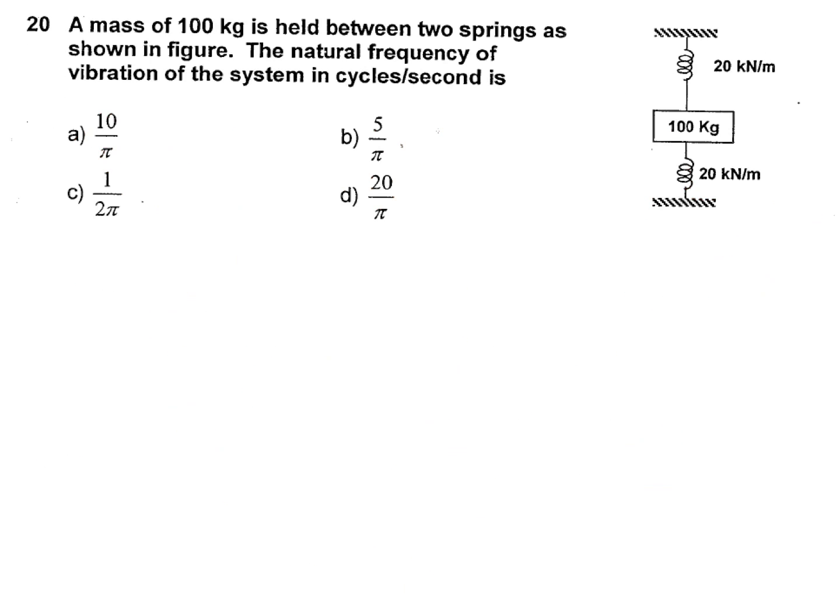Next, a mass of 10 kg is held between two springs as shown in the figure. Natural frequency of vibration of the system in cycles per second. This is omega n in radian per second, natural frequency, and omega n by 2 pi in cycles per second, or hertz.